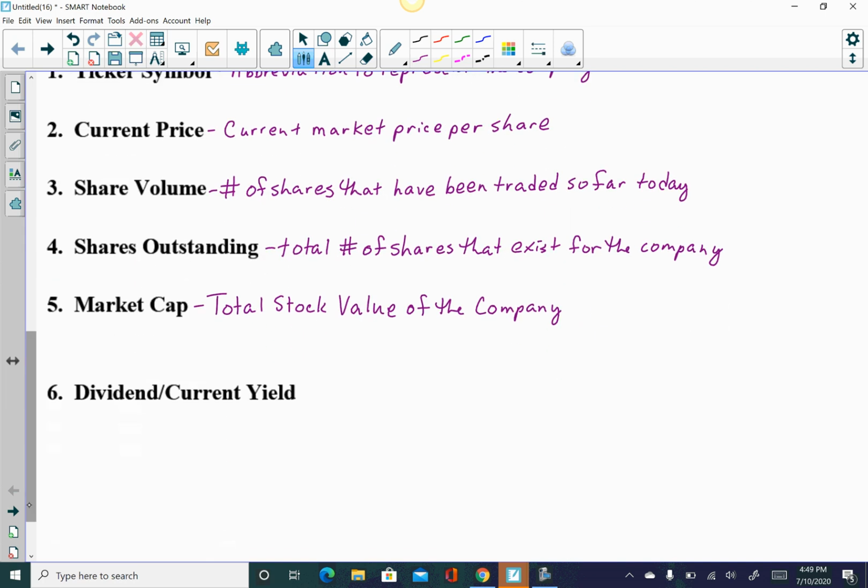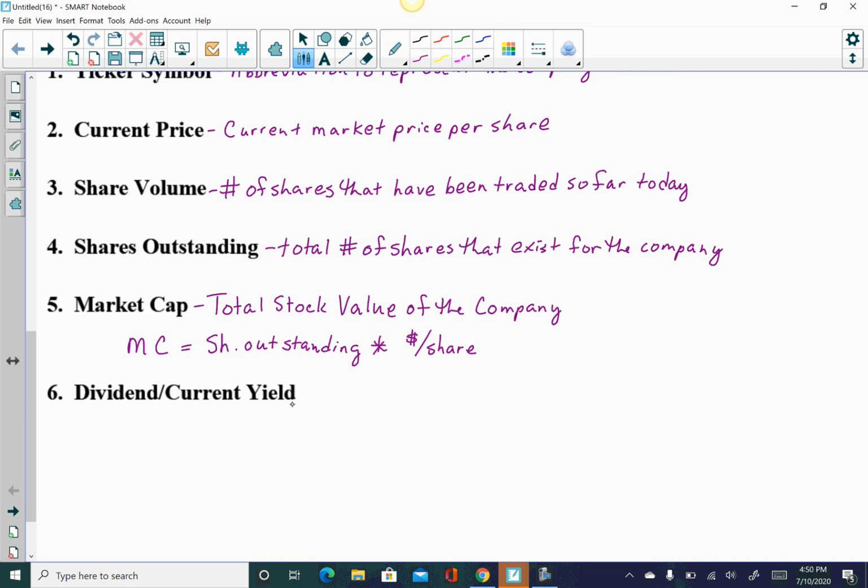Now, how can we use the market cap and the current price per share to get the shares outstanding? Your market cap, I'm just going to abbreviate here as MC, is equal to the number of shares outstanding, how many shares exist for the company, times the current price per share. You're given the market cap up above, and you're given the price per share. We will solve for the shares outstanding to know how many shares exist for the company.